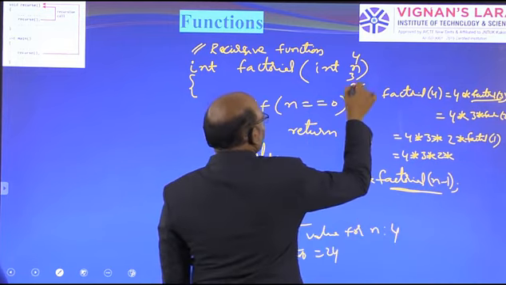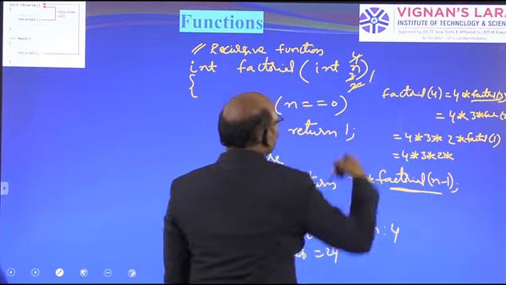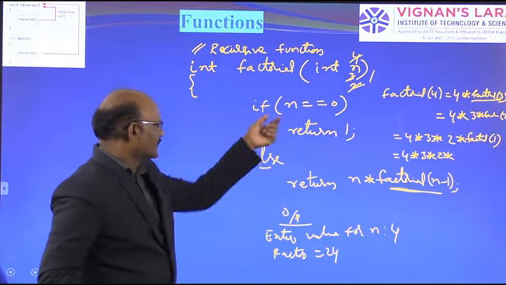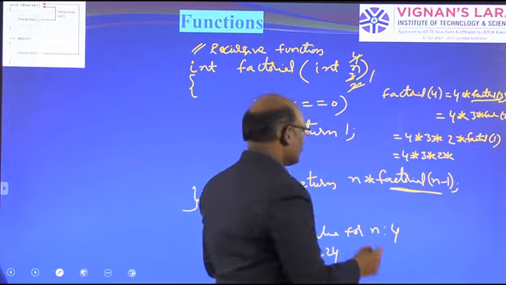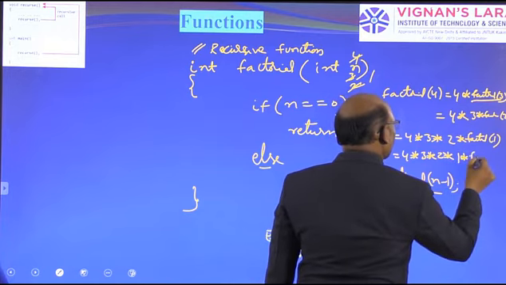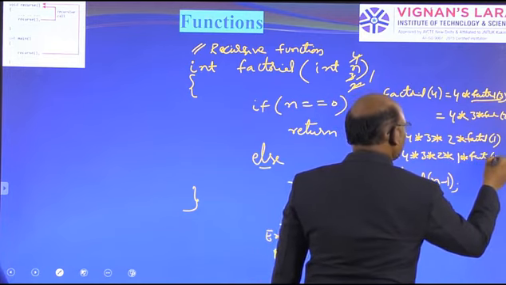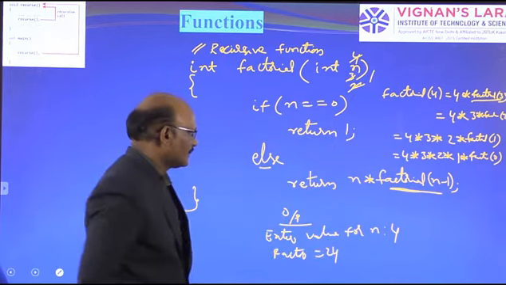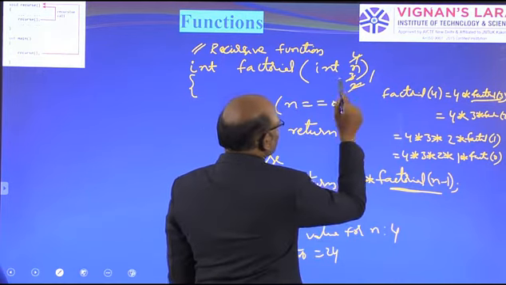Factorial of 1. Now n value is 1. Condition false, so the general case will be executed. So n value is 1, 1 into factorial of 0. Factorial of 0 will be recursively called.